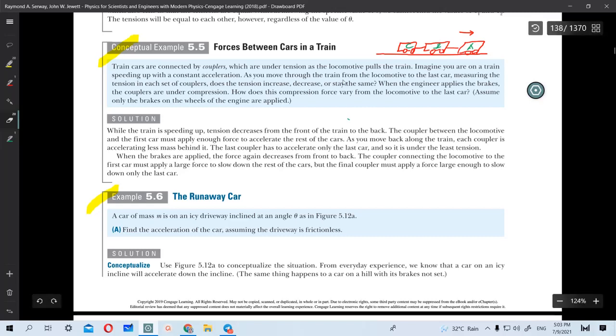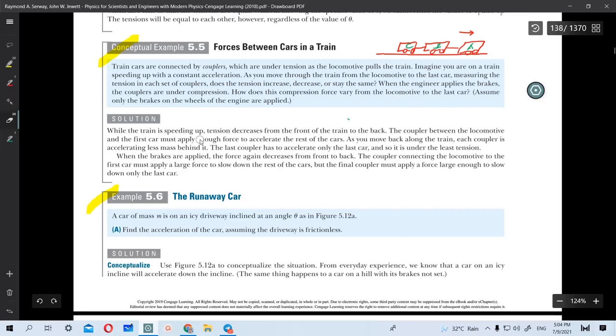As you move from the locomotive to the next car and to the last car, measuring tension in each of the connectors, does the tension vary, increase, decrease, or stay the same? And what if it was braking, meaning the acceleration turns to deceleration and the coupler would be under compression? How does this compression vary from the locomotive to the last one?